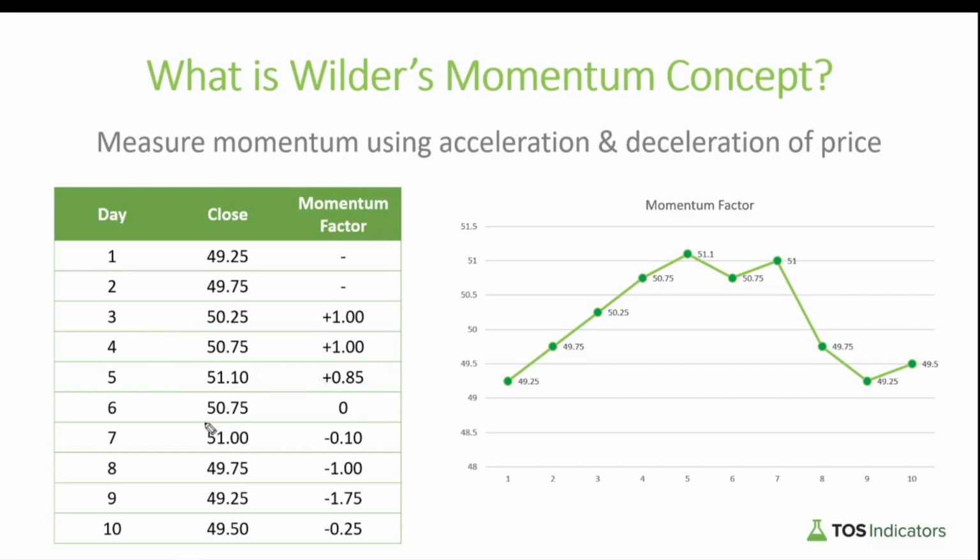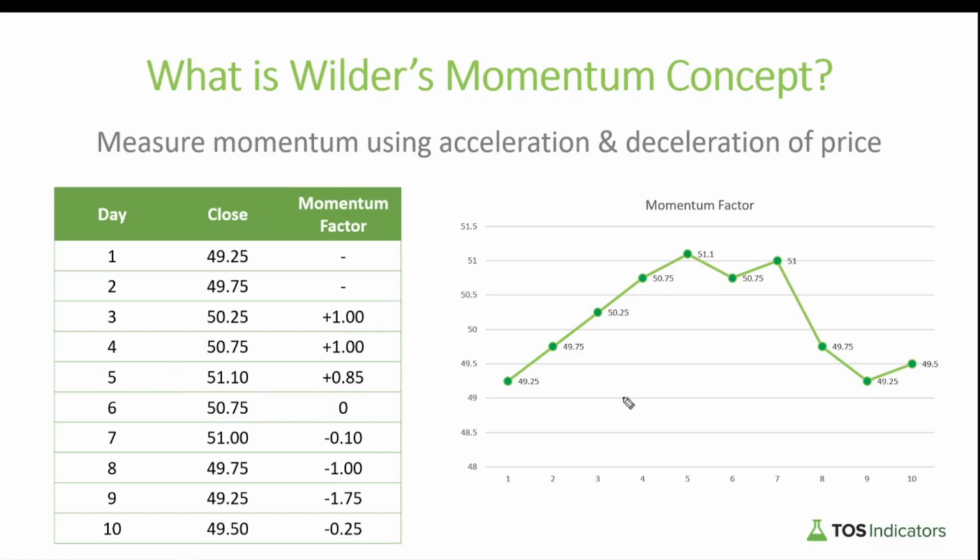Now let's move into day 6. Day 6, our closing price is now 50.75. We compare this again to 2 days prior, which is also 50.75, and 50.75 minus 50.75 gives us a momentum factor of 0. Now we keep going forward here, but you should notice that this momentum factor fluctuates as time goes by, right?